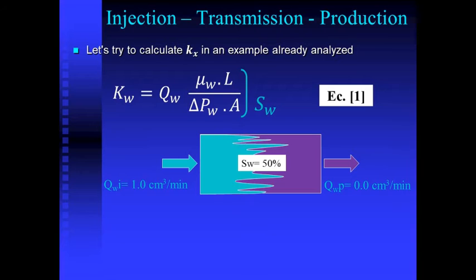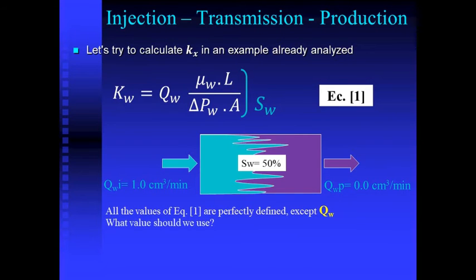At the moment chosen for the calculation, the values of the pressure difference, the viscosity, and the geometric factor are perfectly defined, but for the water rate, we have at least two options. So, which value should we use in equation 1 to calculate the water permeability? The water injection rate, the water production rate, or perhaps a mathematical average?